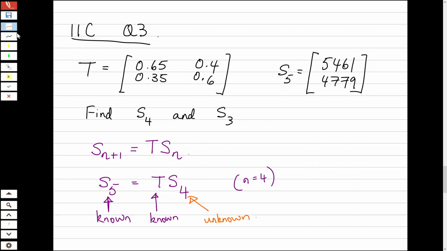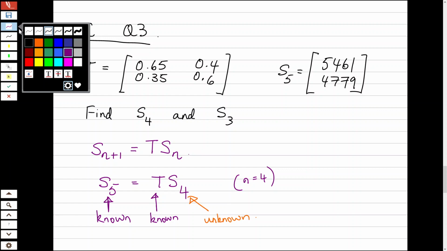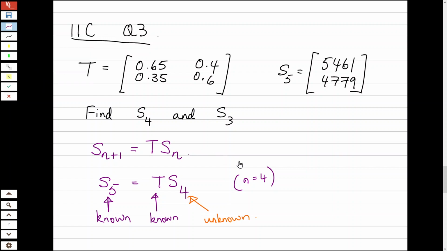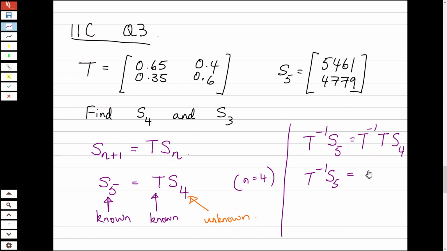Okay? So, we're going to multiply both sides by T inverse. So you don't have to write this. T inverse times S5 equals T inverse times T times S4. What happens when I multiply a matrix by its inverse? That's right. It's the identity matrix, which does nothing when you multiply by it.